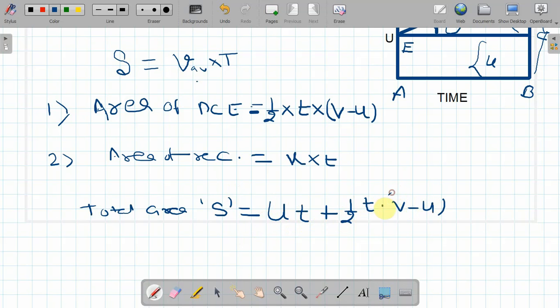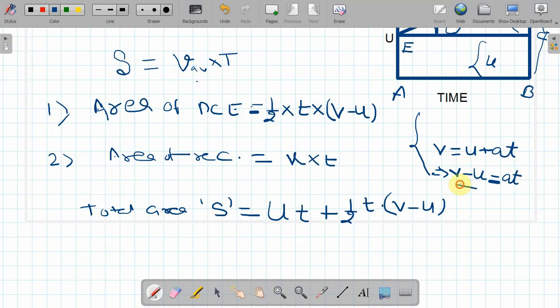But what we had derived earlier with the first equation of motion, what is that? The first equation of motion says V is equal to U plus AT. Now if we solve further, I will bring U to this side. V minus U is equal to AT.